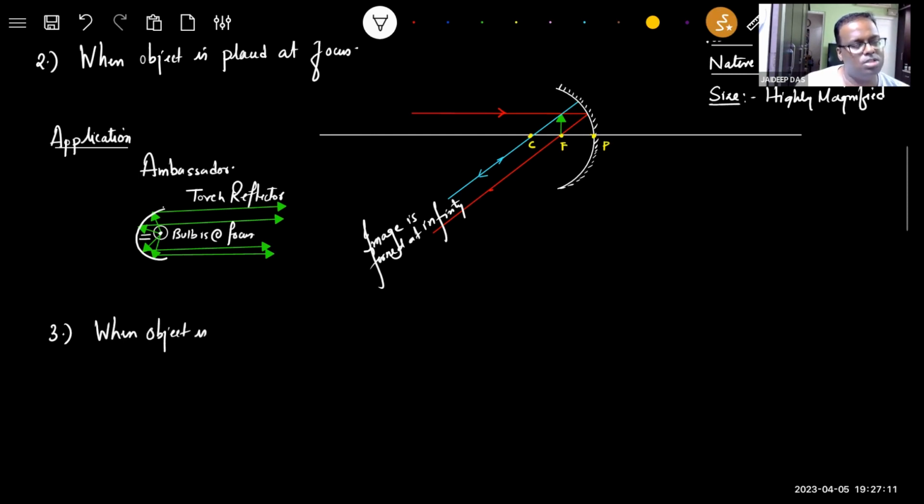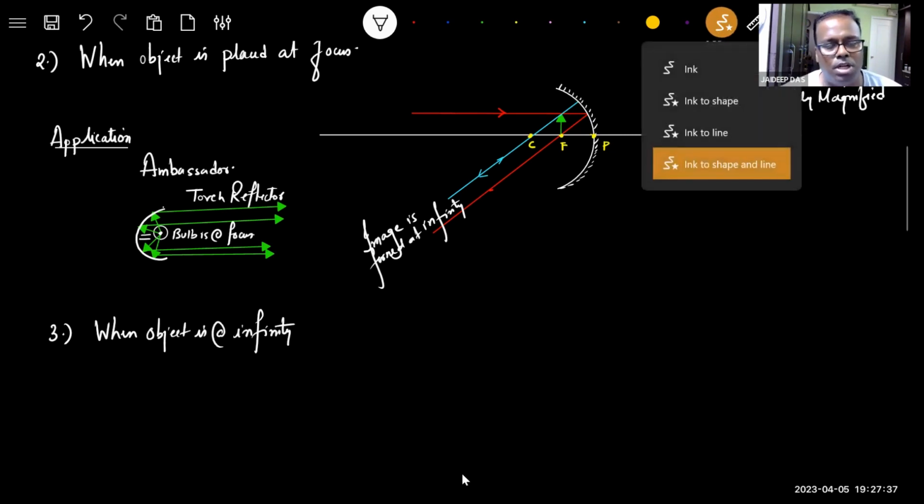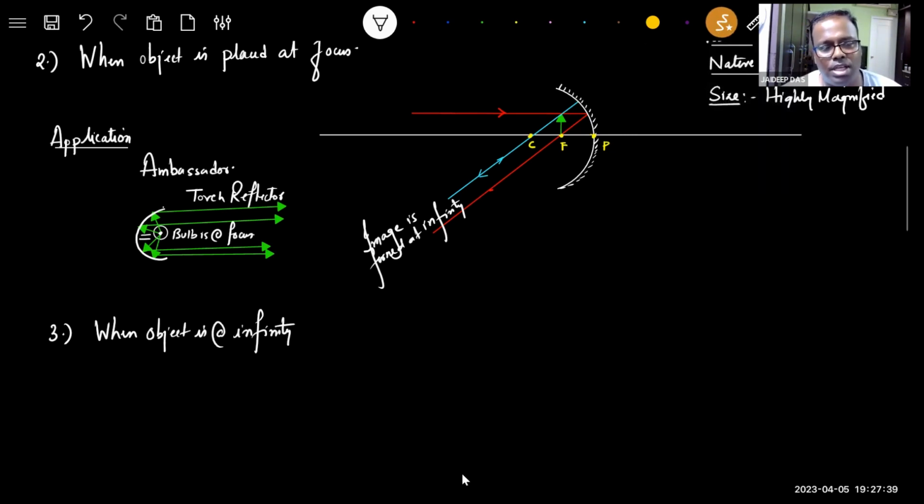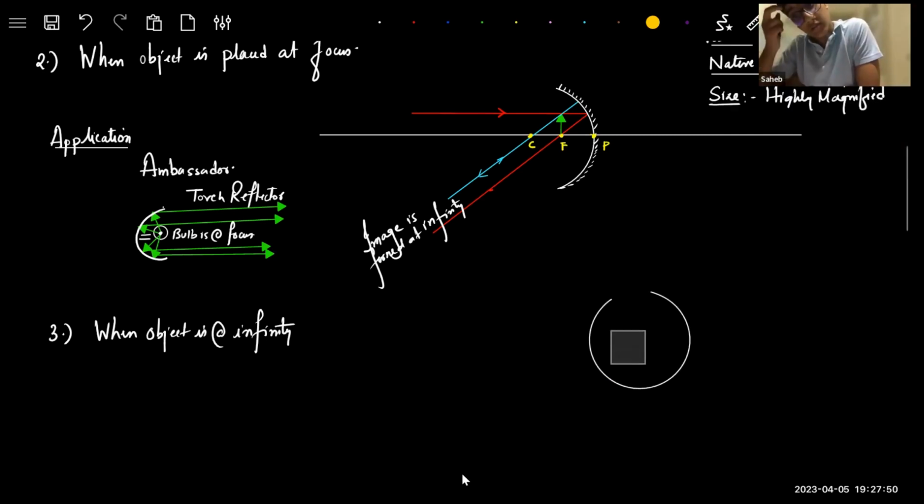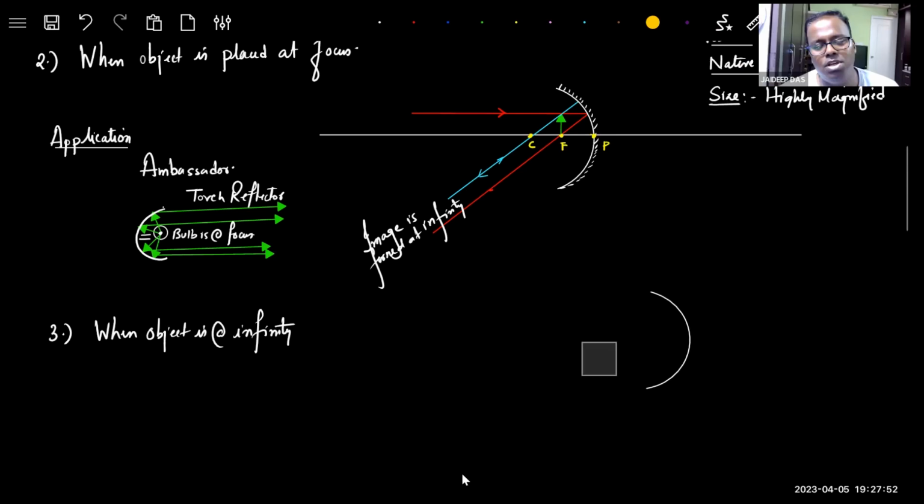When object is at infinity, let's say Uranus or some other planet, okay, when object is at infinity. अभी आप मुझे कॉमन सेंस से बोलो तो, rest of the two, can you guess and say when object is at infinity, it has a direct relation to number 2. नंबर 2 के साथ इसका डायरेक्ट रिलेशन है. नंबर 2 में हमने ऑब्जेक्ट को फोकस में रखा था. Tell me. Image will be much smaller.